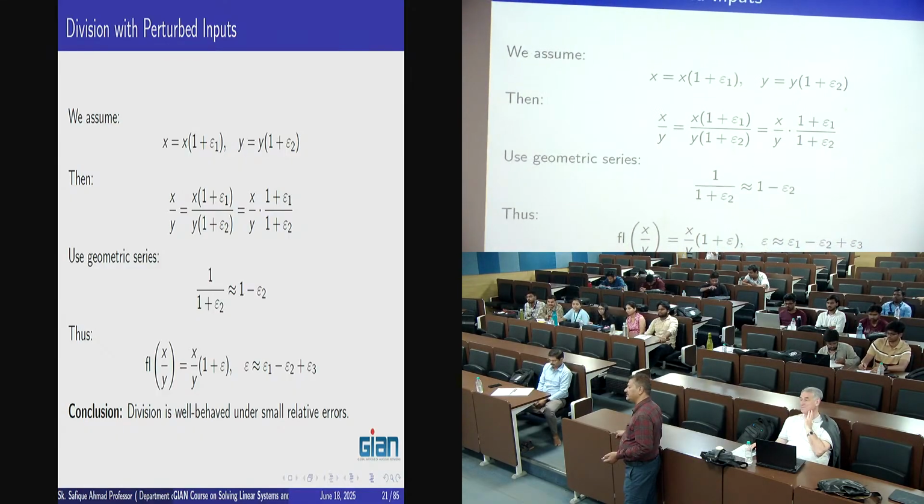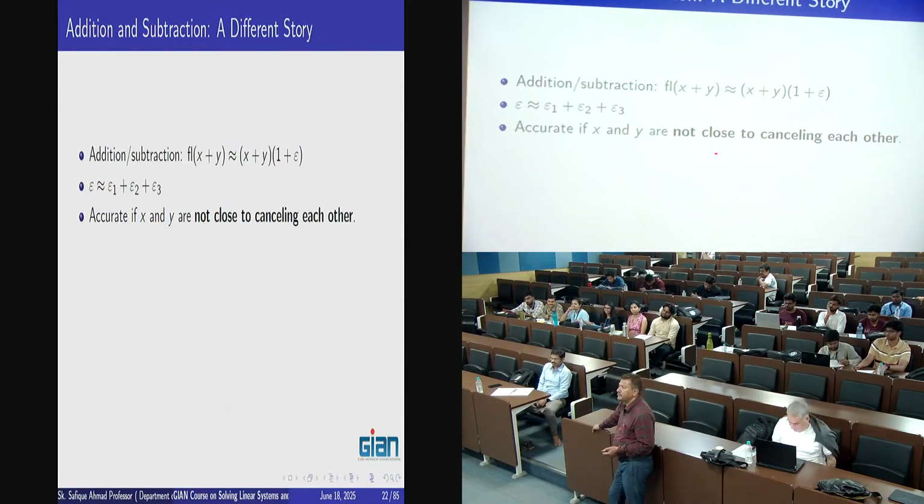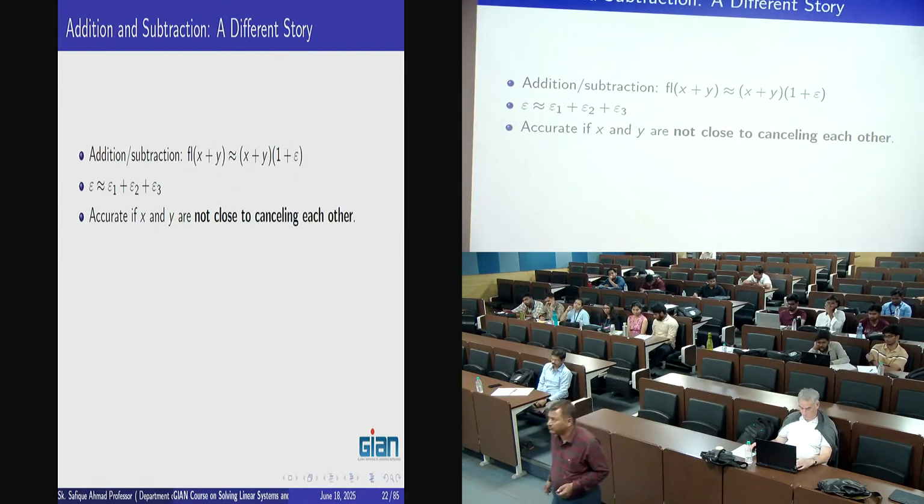So, division is well behaved in computing your results. Similarly, as you have seen, the floating point of x plus y is x plus y into 1 plus epsilon 1, and you make this floating point of x, floating point of y, and the whole into 1 plus epsilon. Same way you have to do the floating point of x plus y.